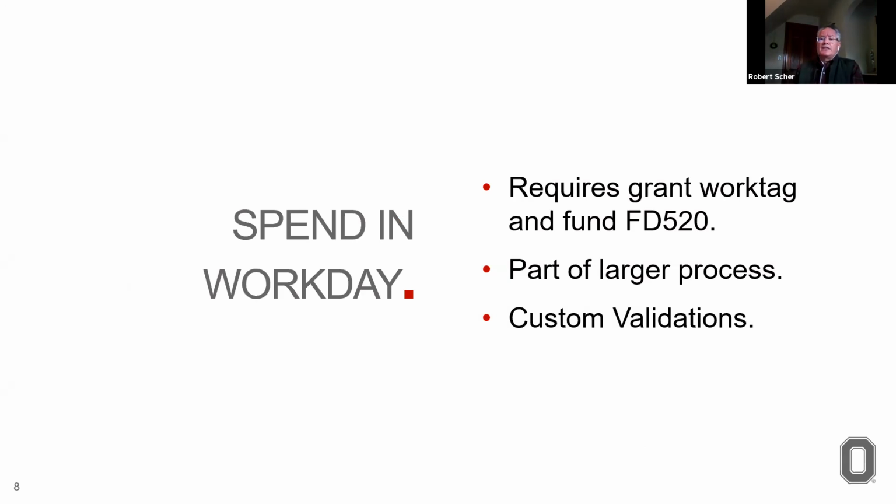The term spend in Workday is what we refer to as expenditures today. Spend on a grant requires the grant work tag to connect the spend to the correct grant. Spend must also have the grant work tag along with the fund FD 520 associated with it to make it billable on a grant. The grant work tag is the only way to connect the spend to a particular grant. So as expenses post to a grant, it's important to have appropriate expenses on the correct grant so that PIs can see an accurate picture of their award's financial status. So when we talk about spend, there are a few different types, and we'll cover those in the next slide.